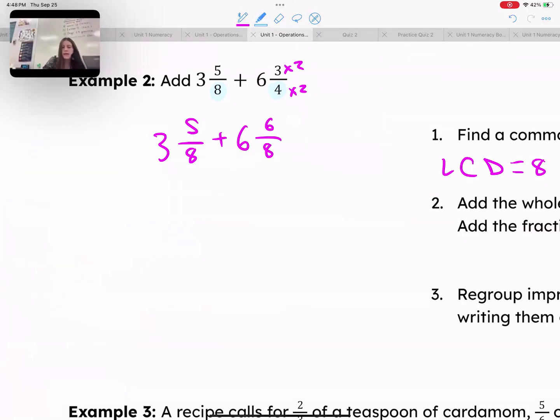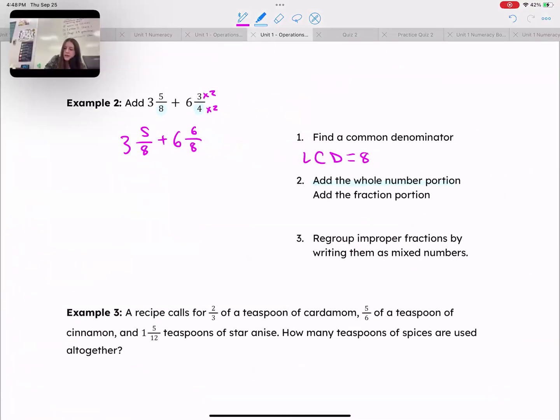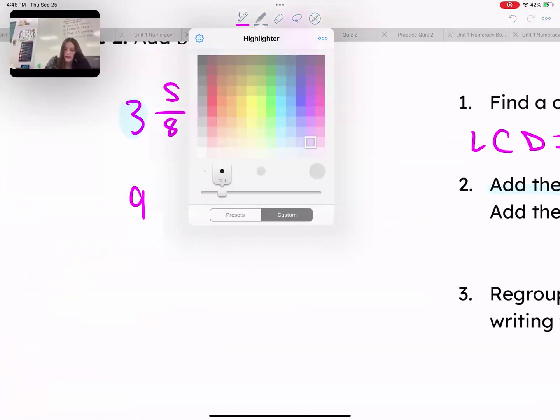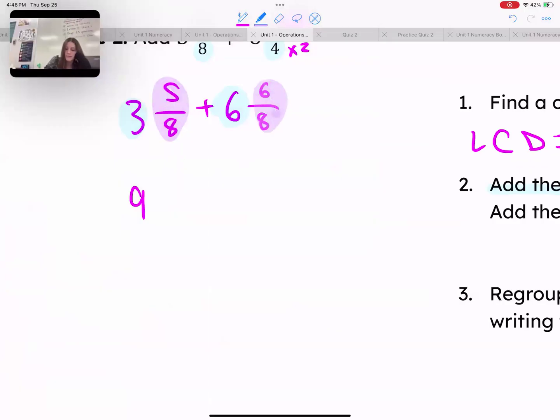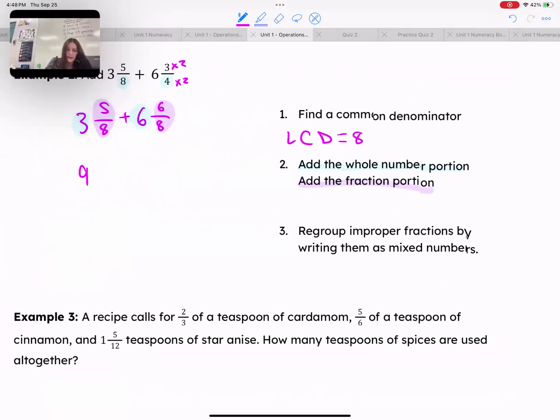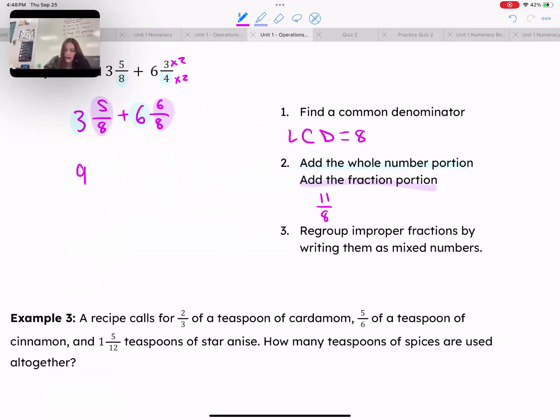Amazing. Then I'm doing my next step here, adding together the whole number portion, adding together the 3 and the 6. That is going to give me 9. And then I'm going to add together my fraction portion. That is going to give me 11 over 8 for my fraction portion. So because this is an improper fraction, we actually have to convert it to a mixed number before we add it to our 9. So let's do that.